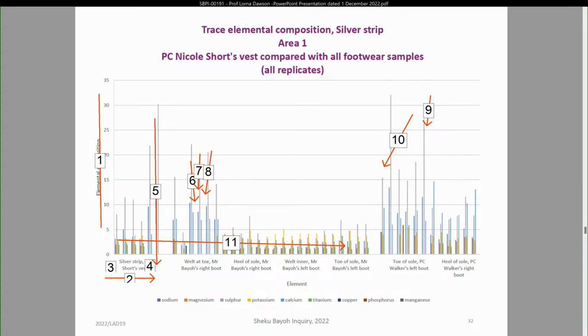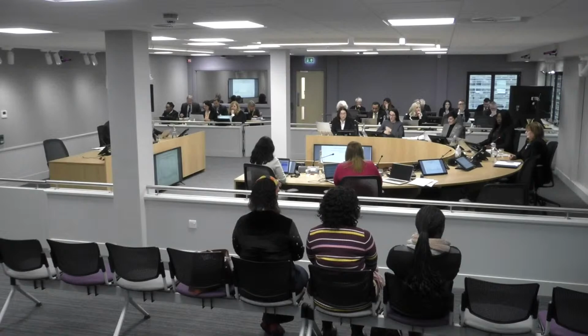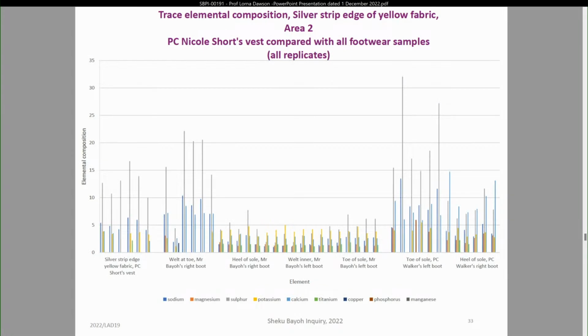Thank you. Can we move on to slide 33, please? And here we see trace elemental composition, silver strip, Area 2. So that's Area 2 of the vest compared with all of the footwear samples. So this graph is exactly the same as the one that we've just been looking at, except for the fact that the replicates from Area 1 on the vest have been replaced by the replicates from Area 2 on the vest. Is that right? That's correct.